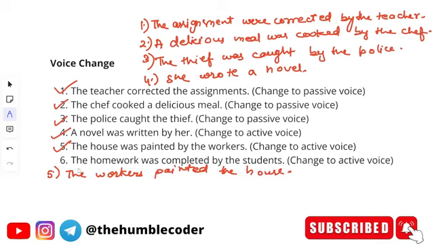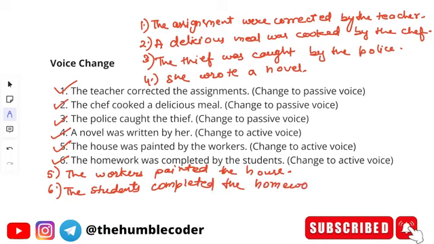Let's see the last question that we have based on these types of question, which is voice change. The question is, the homework was completed by the students, and we have to change it to active voice. Basically, this sentence is in passive voice. We have to change it to active voice. The correct answer will be, the students completed the homework. Okay. So now I hope you have got the understanding of how you can solve these questions.